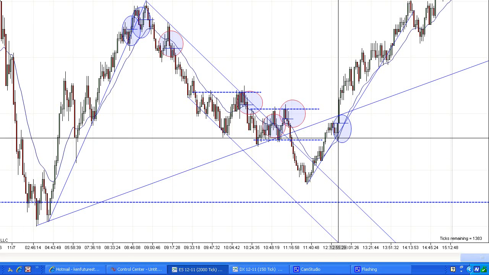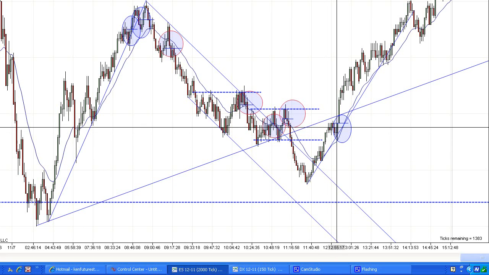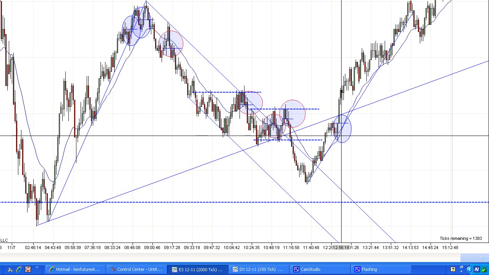So there was a nice second entry long right here. Go to your charts and look at it, see if you can see it. But I'm going to call it a day right there.